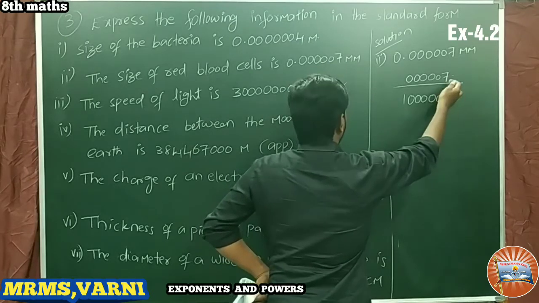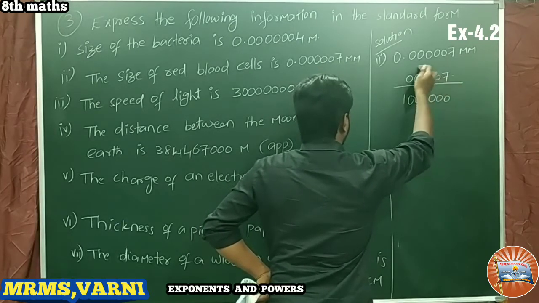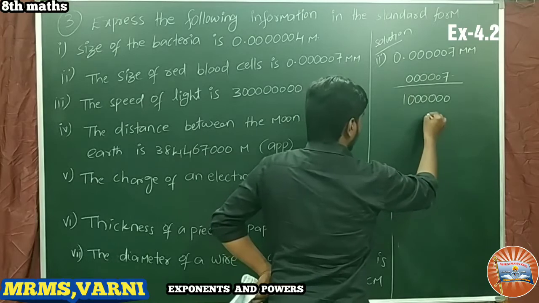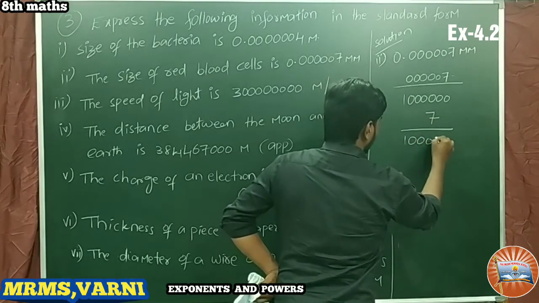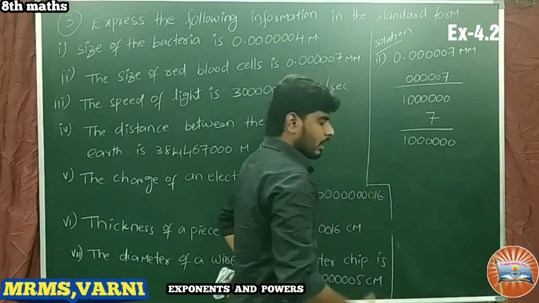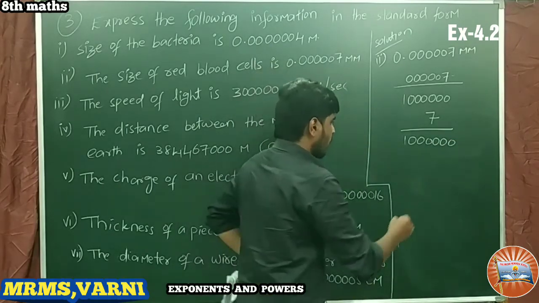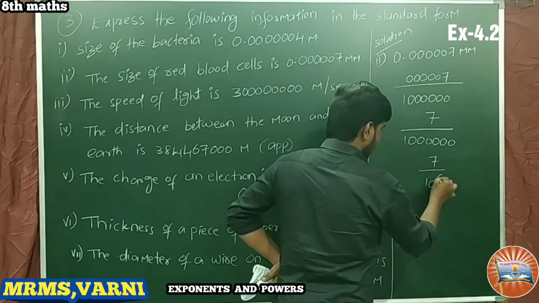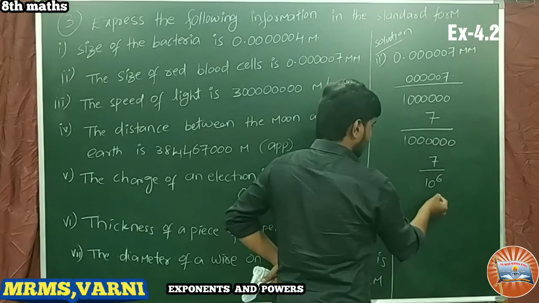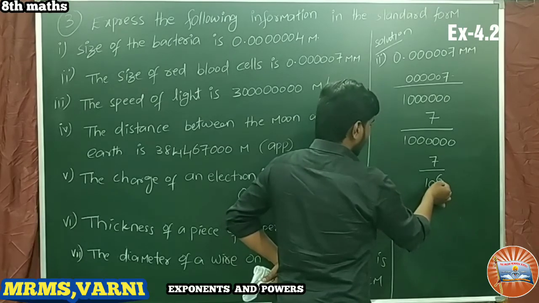Right. So in front of this 7 there is no value for these zeros. That is why I am removing the zeros. 7 by 6 zeros as it is. This we can write 7 by 10 power 6. For 6 zeros I am writing the exponent 6.